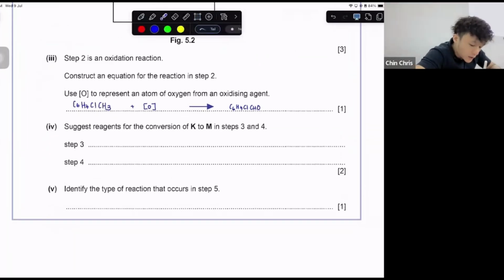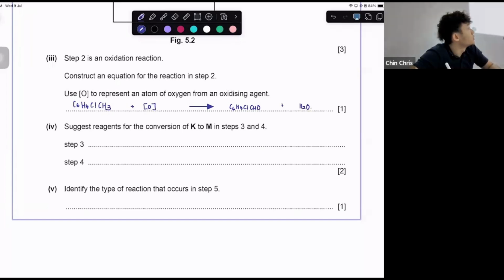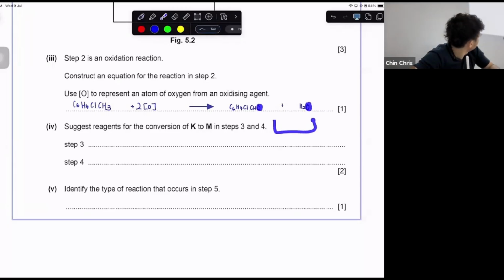Alright guys, you see, your C6H4 never change, right? Cl never change, right? You added one O in, the two hydrogen is going to get removed as H2O, right? So how many oxygen do we need? Two. 1, 2, right? Done. Alright guys, next.